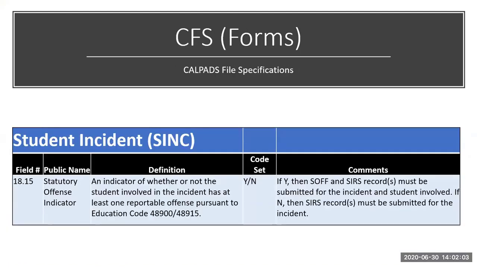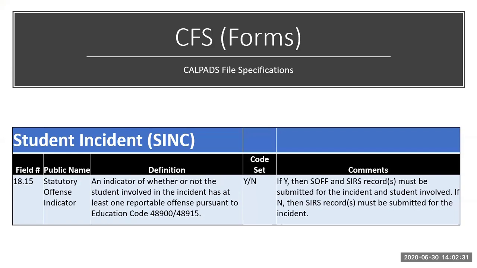And so anytime you're talking about missing data or required data, you want to look at the CALPADS file specifications. There are two versions of this document. One is the forms, which is an Excel spreadsheet, and the other is a doc, right? It's in a Word document format. And so we're looking at the forms version of the CFS or CALPADS file specifications.